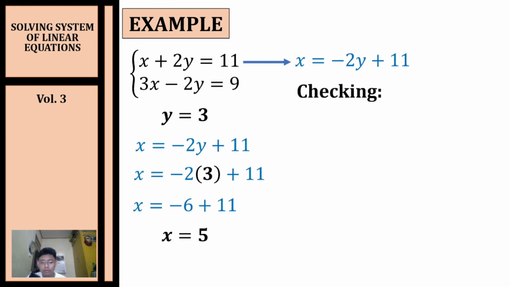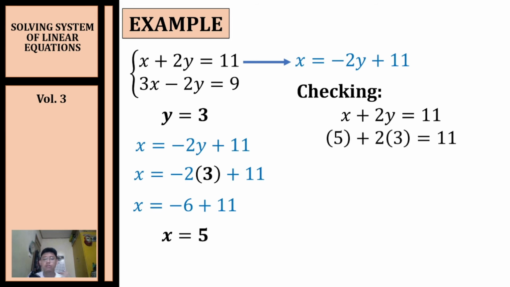We substitute the values of x and y to our original equations and check if they will satisfy both equations. So let's test our first equation and substitute the values of x and y. Let's simplify. We will have 11 is equal to 11. So it satisfies our first equation.